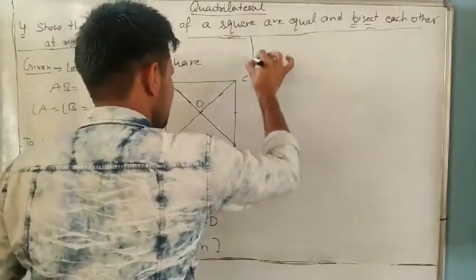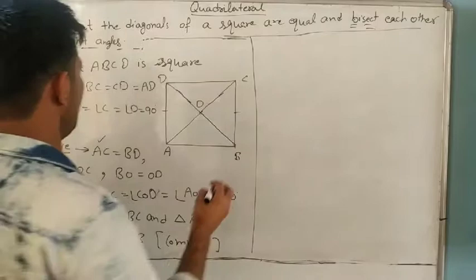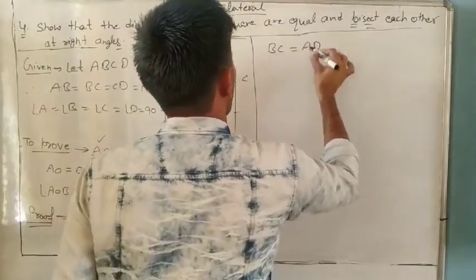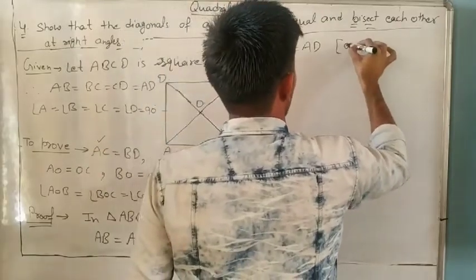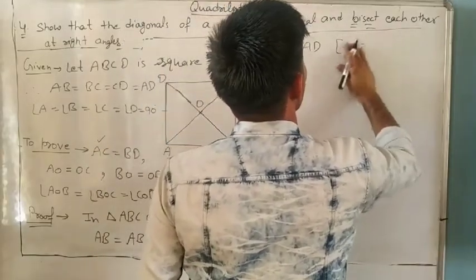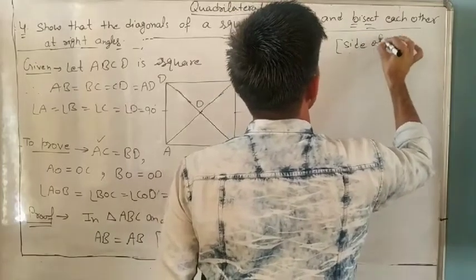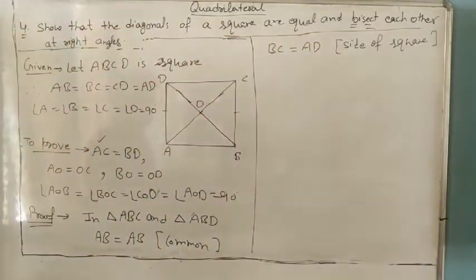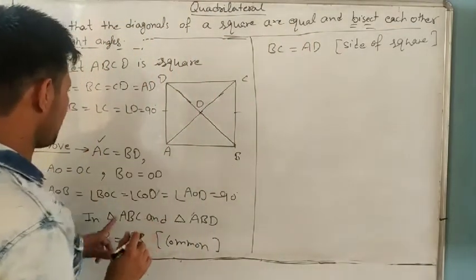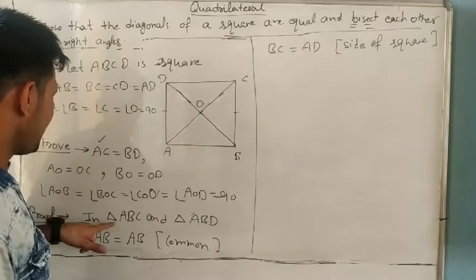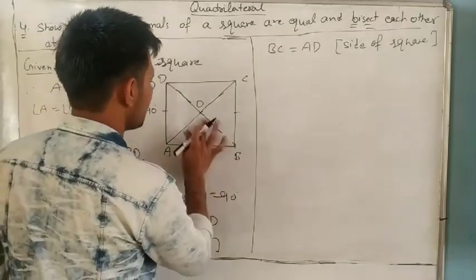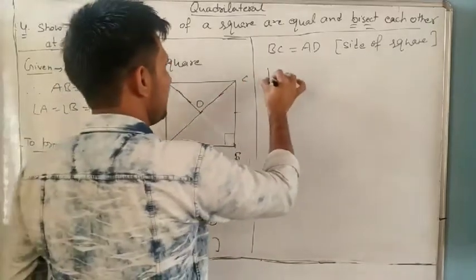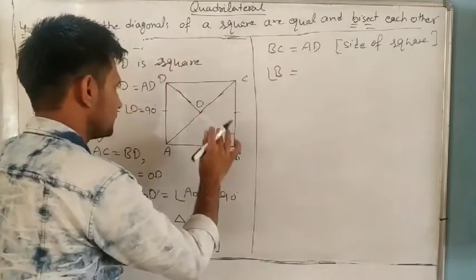So you can write BC equal to AD. Why are they equal? Opposite sides. Yes, you can write side of square, because sides of a square are always equal. Next, first we will check in triangle ABC. In ABC, angle B is 90 degrees. Yes, angle B equal to 90, now the second triangle.